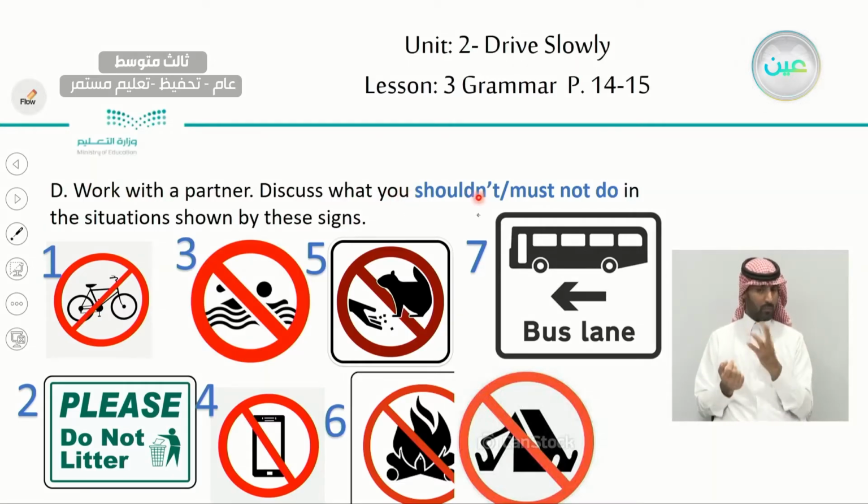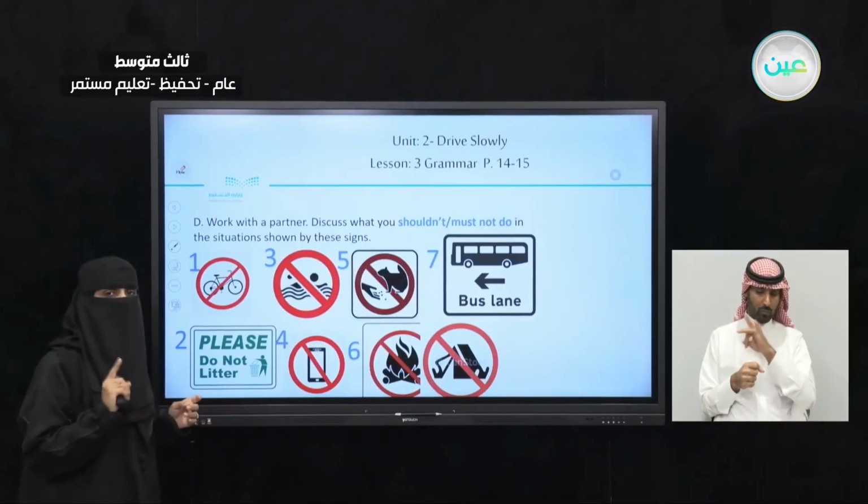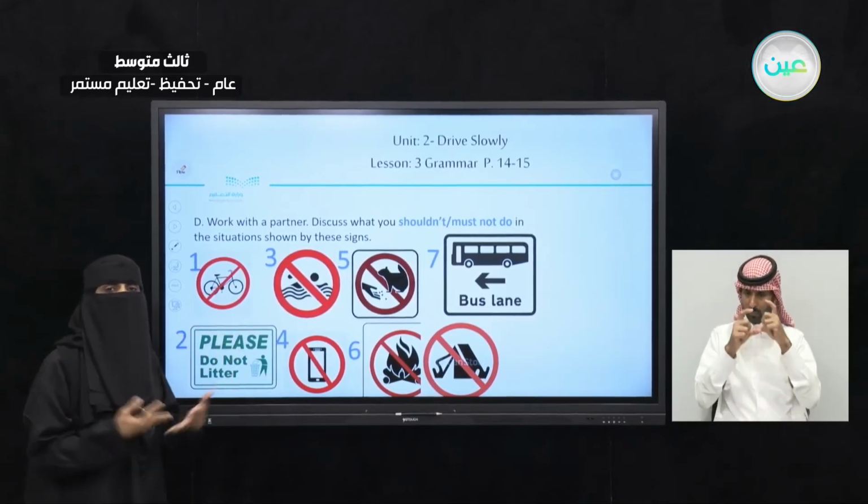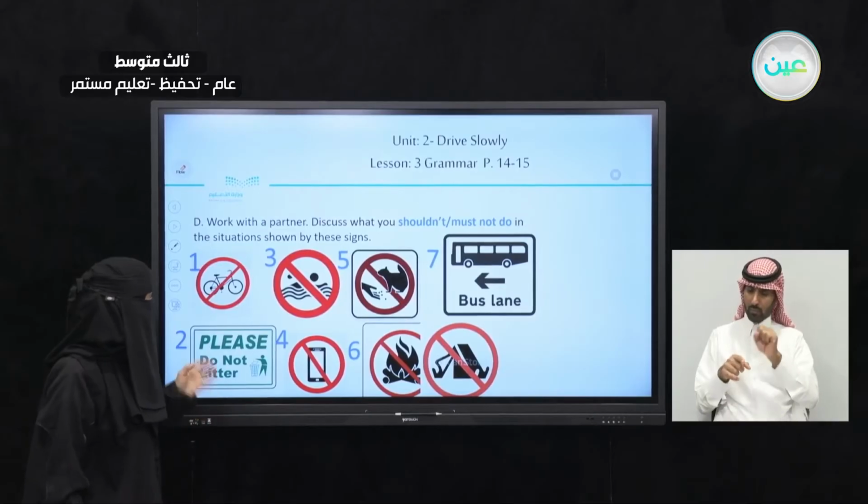Discuss what you shouldn't and must not do. Here, things you shouldn't and mustn't do in the situations shown by these signs. So here, they are telling you things you shouldn't and must not do. Look at the pictures, discuss it with your friends. Okay, let's see it one by one.